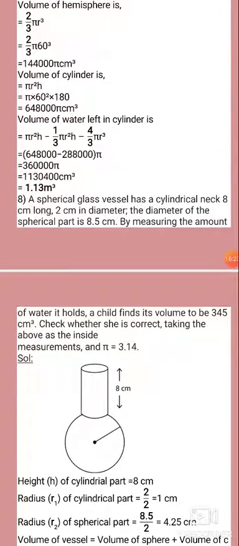Now the last question. A spherical glass vessel has a cylindrical neck 8 cm long, 2 cm in diameter. The diameter of the spherical part is 8.5 cm. By measuring the amount of water it holds, a child finds its volume to be 345 cm cube. Check whether she is correct, taking the above as the inside measurement. So pi is equal to 3.14.